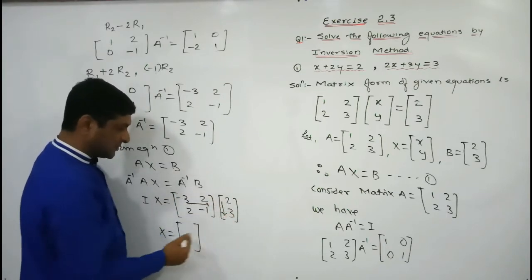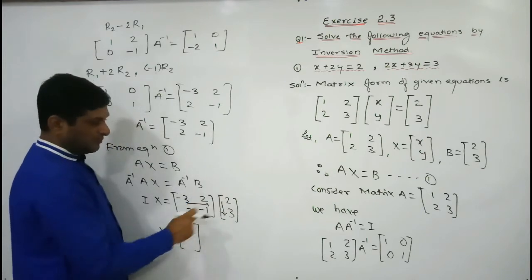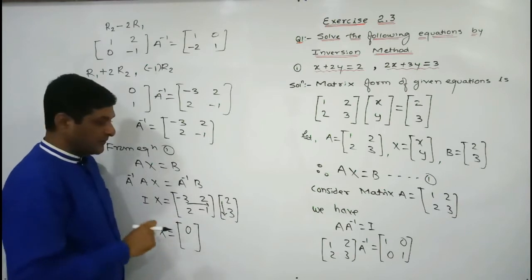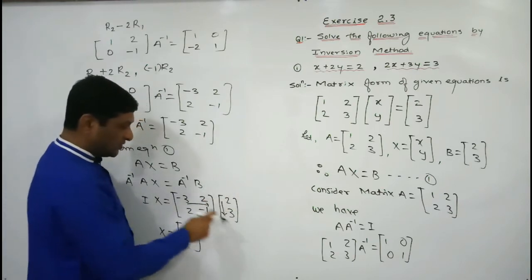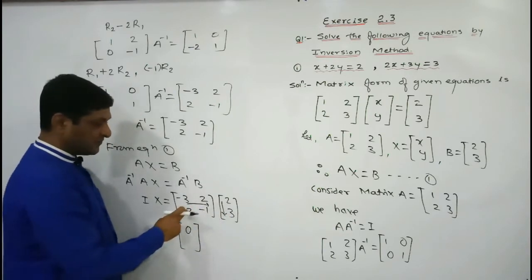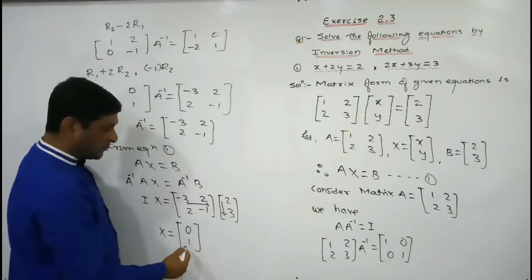Minus 6 plus 6 will be equal to 0. Now we are using the element of the second row, so here also we will get the element of the second row. So multiply the second row by this column: 2 into 2 is 4 and minus 1 into 3 is minus 3. 4 minus 3 will be equal to 1.